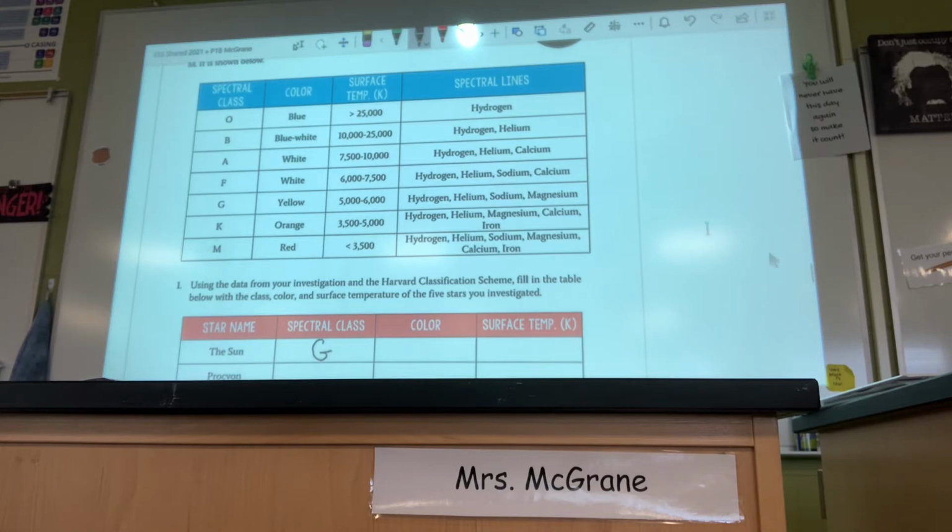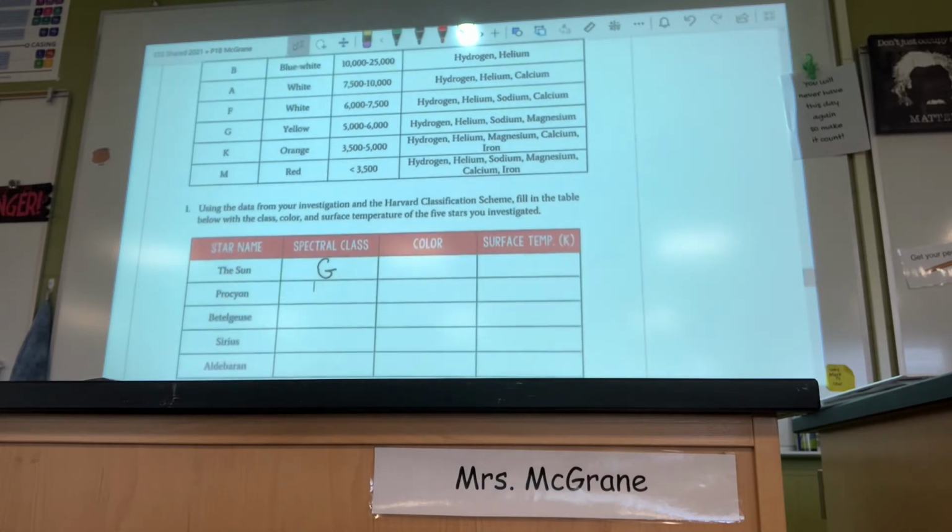And now, Elijah, if it's a G-class star, what is the color of a G-class star? Yellow. Right, so we're going to write that down. It is a yellow star. And the surface temperature of the sun would then be what? 5,000 degrees to 6,000 degrees Kelvin. Fabulous. That is what you're doing with this portion.